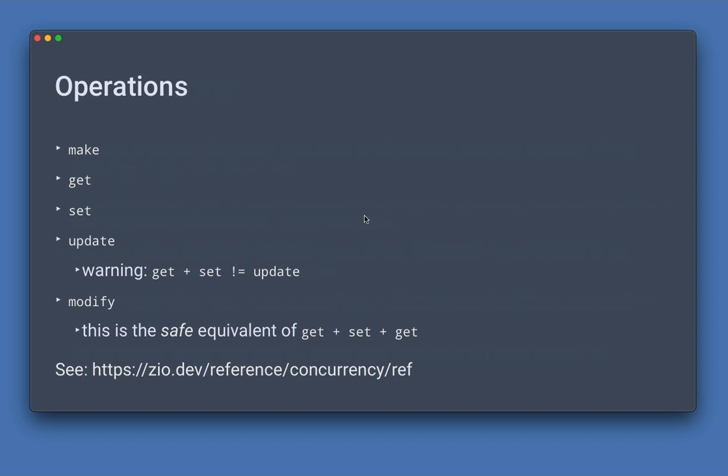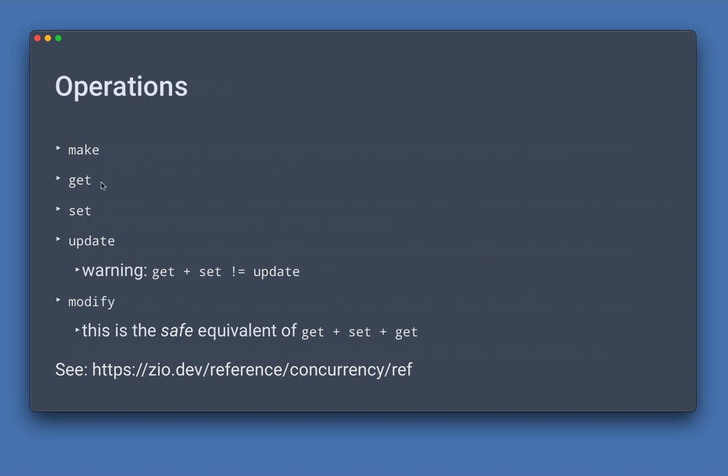And then the last point to make about ref is that it has these common operations. We use make to create a reference. We use get to get the value out of a ref. We use set to set the value. And then update is an interesting one right here. This one is conceptually equal to getting a value and setting it. But if you use get and set, those are actually two different operations.